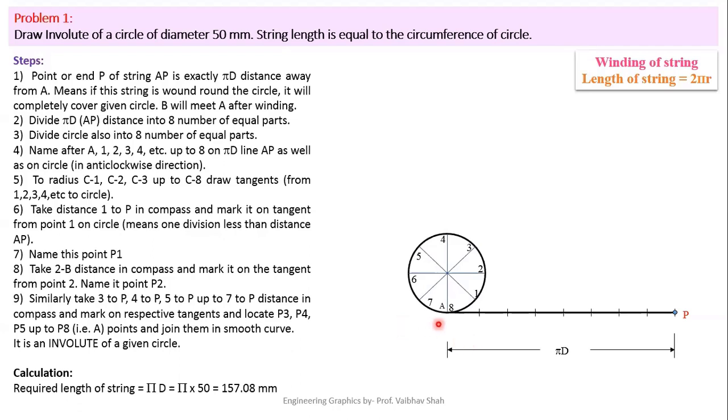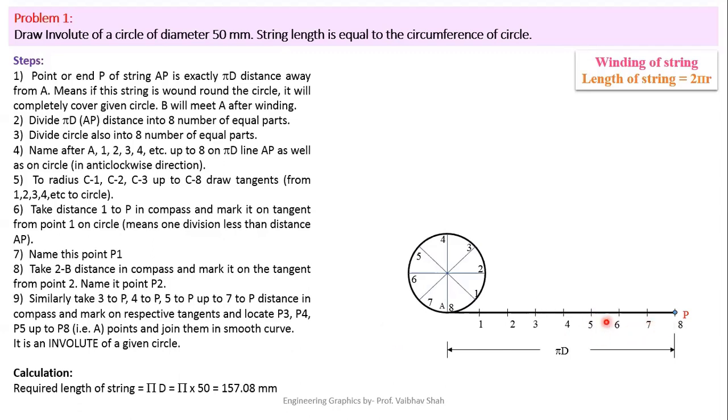Now it is time to give numbering to this string. It is obvious that this string is connected to this circle by this point. That means this point will denote point number 0. So this will be 0, this will be 1, 2, 3, 4, 5, 6, 7, and 8. So point P would be your final point, point number 8. So let us give numbering 1, 2, 3, 4, 5, 6, 7, and 8.